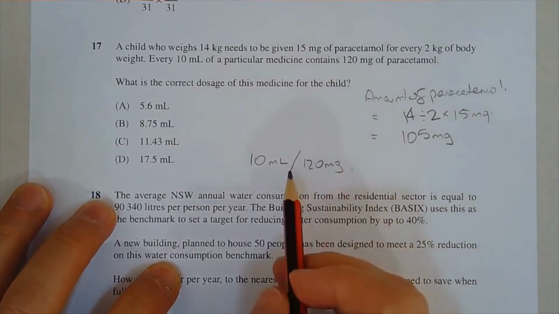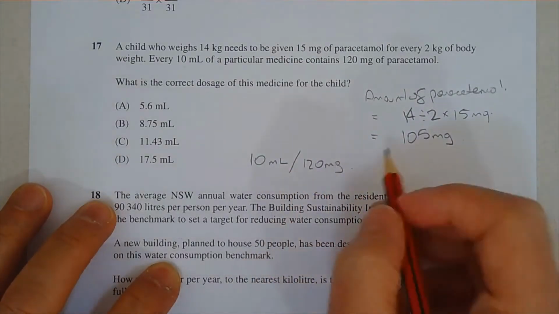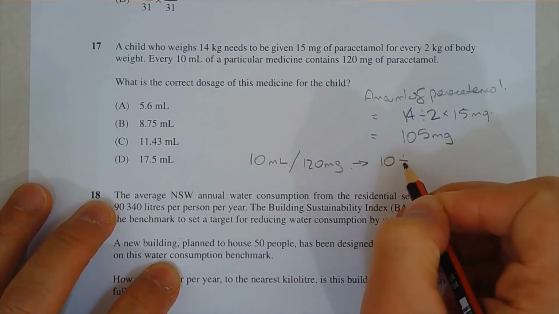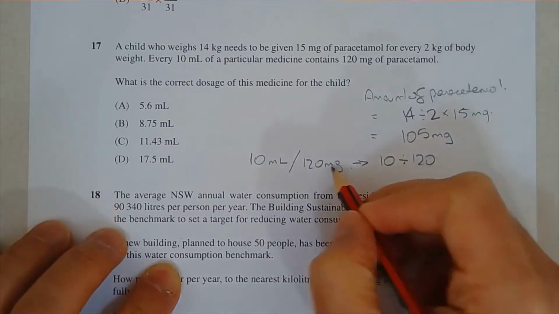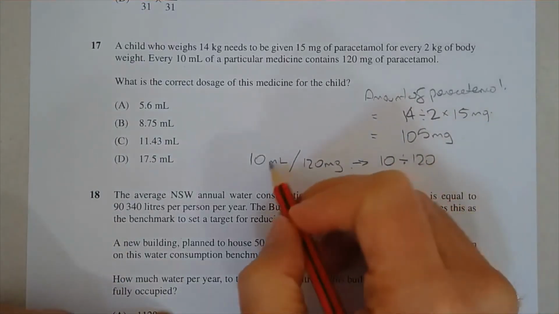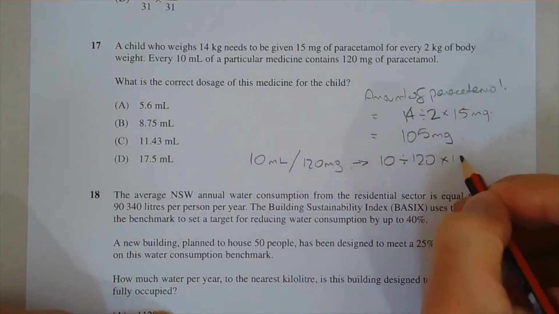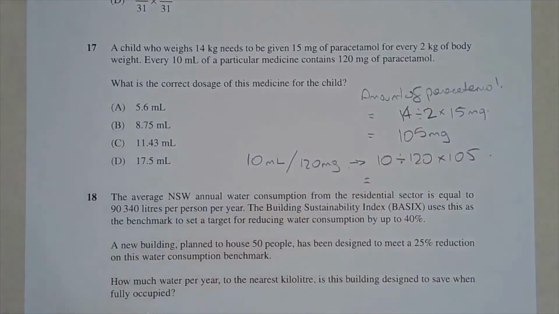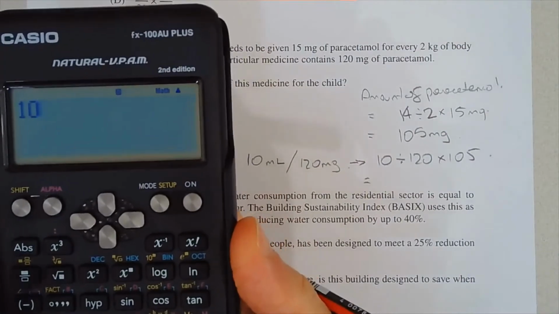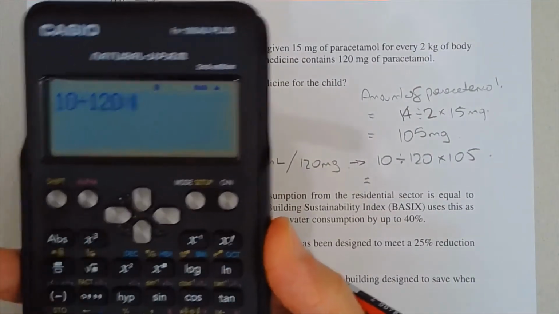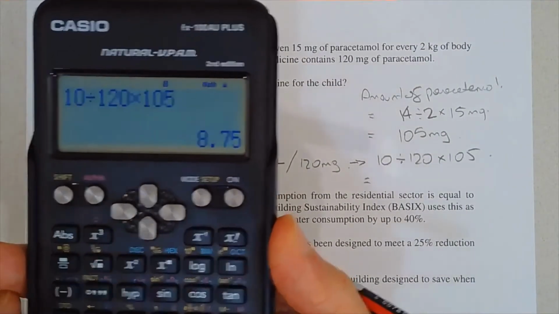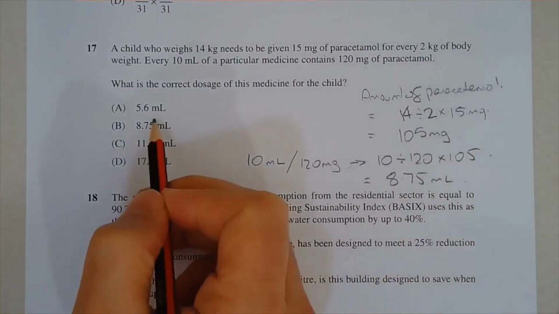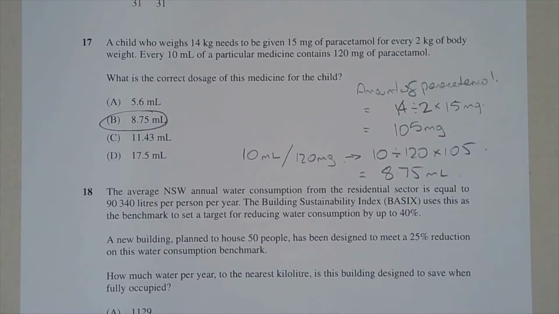So let's work out how many milliliters per 1 milligram of paracetamol. So 10 divided by 120 milligrams gives us the milliliters per milligram. Multiply that by 105 milligrams, of course. Working that out quickly, we get 10 divided by 120 multiplied by 105, and we get 8.75 milliliters. So answer, option B.